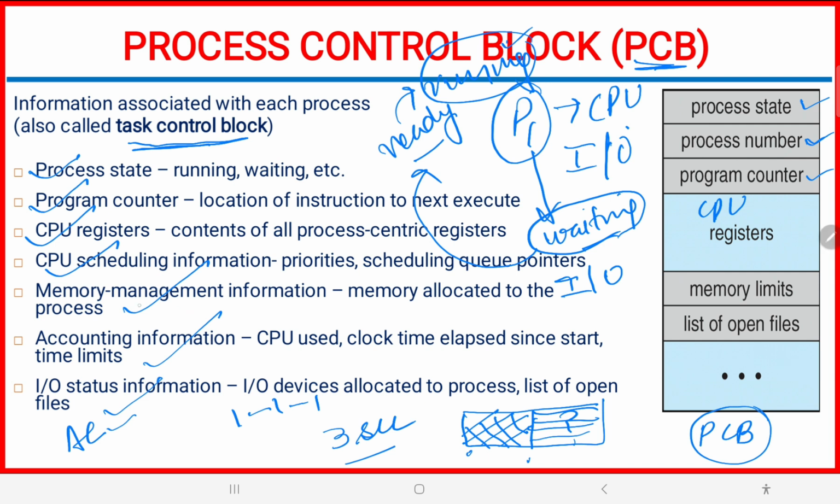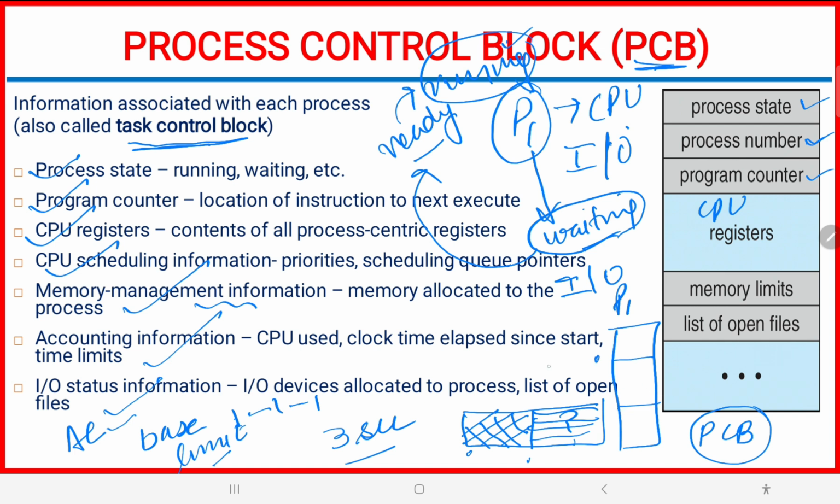So if I talk of the next part, that is the memory management information. As far as memory management is concerned, it includes the values of the base register as well as the value of the limit register. Because in the memory, a number of processes are allocated space. So for a particular process, which area of the memory is allocated, from which address it begins and till which address it continues.